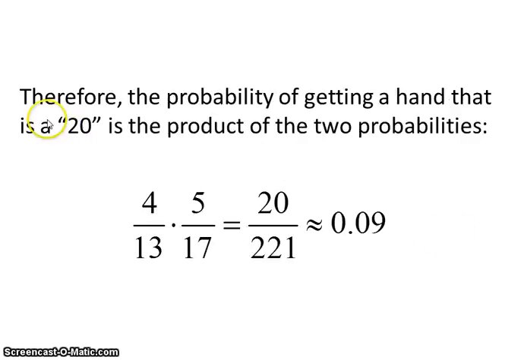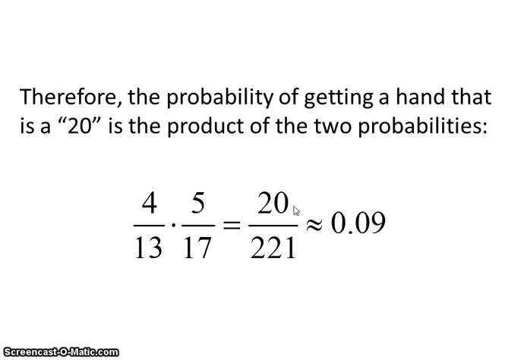So now we just multiply the 2 fractions together. This is the probability of getting a 10 on the first card. This is the probability of getting a 10 on the second card, and it doesn't look like we can cross cancel anything. 13 and 17 are both prime, so we just multiply straight across. We get 20 over 221, which is about 0.09.